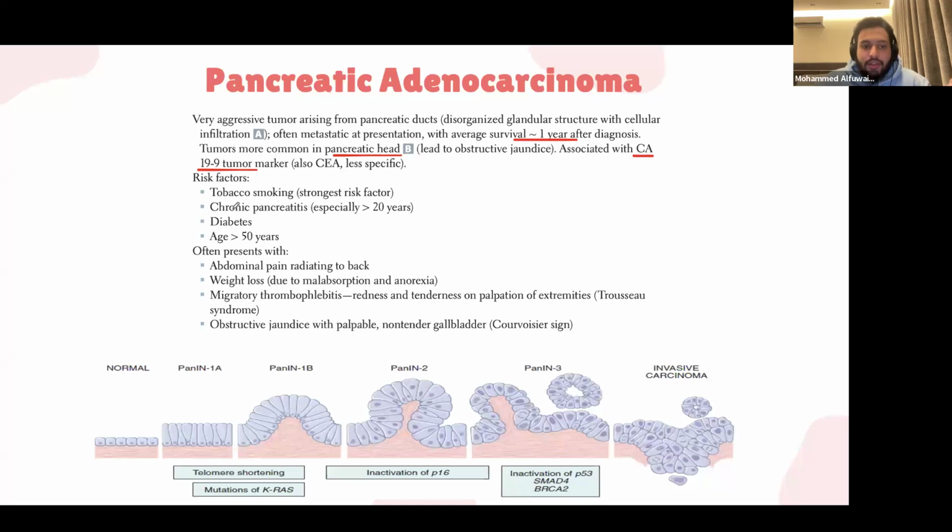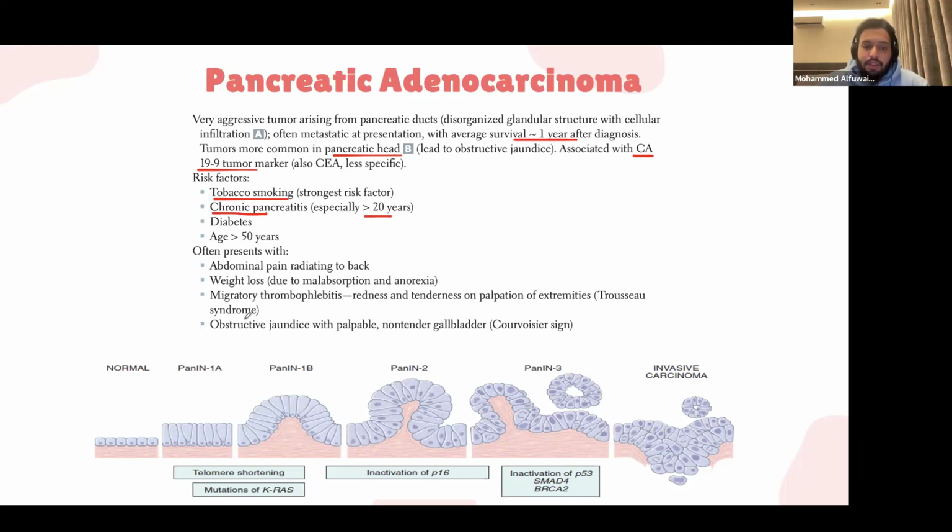For the risk factors, it's some of the chronic pancreatitis, more than 20 years. Smoking is the strongest risk factor that causes pancreatic adenocarcinoma. You have obesity, BMI, diabetes, elderly age, and so on. What does it present with? Abdominal pain radiating in the back, weight loss because it's cancer. Most cancers, all cancers will cause cancer cachexia, weight loss.